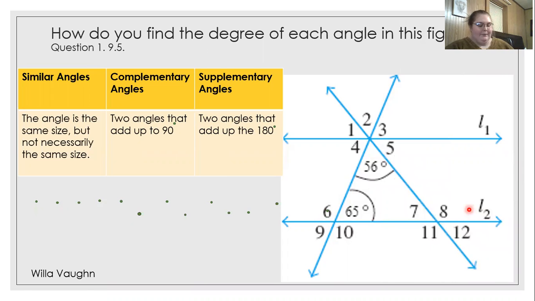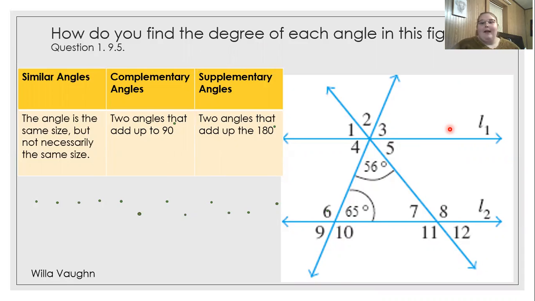All right, so we're going to start with angle 7 because it is right here with the interior angles. These interior angles are going to be supplementary. That means, as you can see in our definition chart, that it's going to add up to 180 degrees. So you would take the two numbers that we already have, 56 degrees and 65 degrees, and subtract them from 180, and you would get our angle 7, which is going to be 59 degrees. So we have 59 degrees for angle 7.